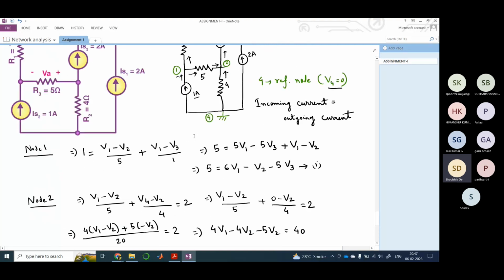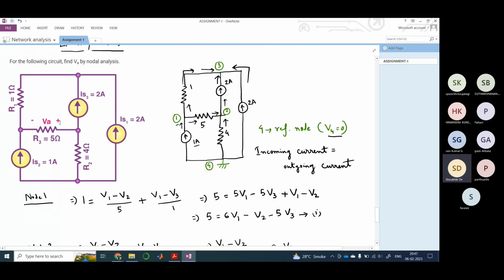Finally, they have told us to determine the value of Va, right? So basically, what would be Va? Now there is a confusion, that is why I was hesitating. This minus sign is there, and they have given it just to confuse you, nothing else. So what we will do here, we will try to solve this.